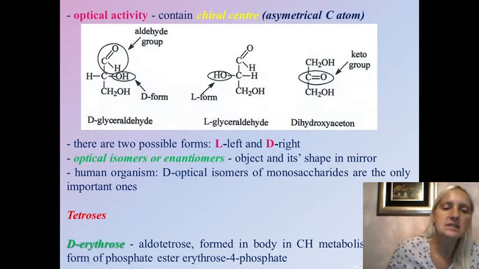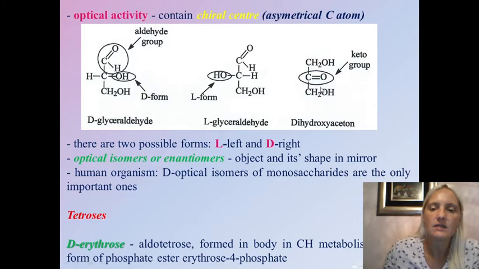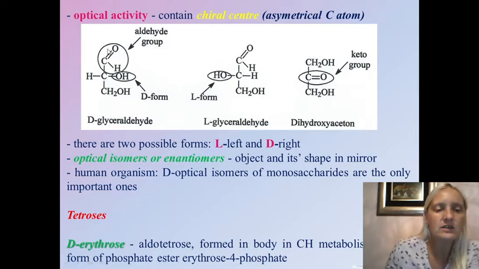And here you can see the structure of those. This is the structure of glyceraldehyde, and this is the structure of dihydroxyacetone. There are some things that you can notice from the structure of those two. If you take a look at the structure of glyceraldehyde, you notice that there is one asymmetrical or chiral center, and this is the carbon atom to which 4 different groups are attached.